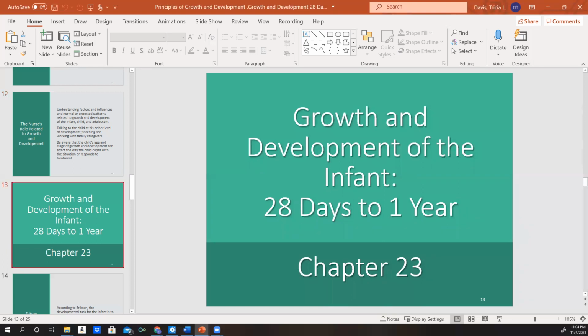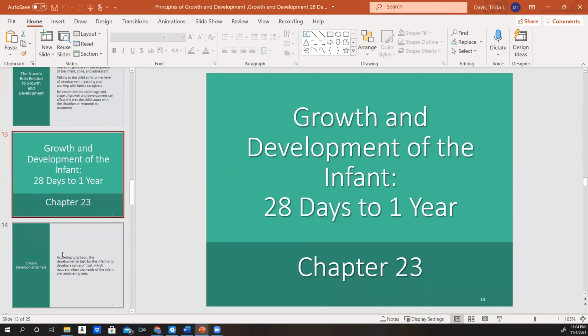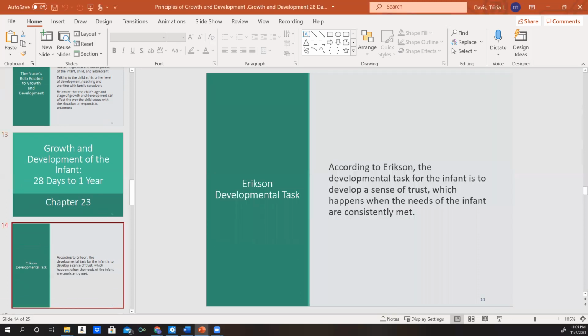All right, so the next couple of slides are going to cover growth and development. We're going to talk about the infant from 28 days old to 1 year. So we're going to start when we talk about Erikson's developmental tasks.